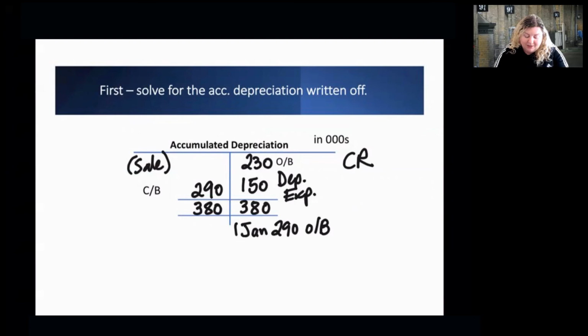To work out how much is the write down due to the sale, it's the 380 minus 290, so that gives us 90. So the accumulated depreciation on the sold motor vehicles must be 90. We can now take that 90 into that journal entry to help us solve for the cash proceeds.